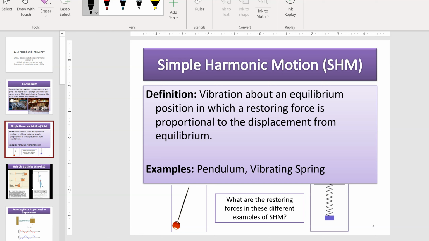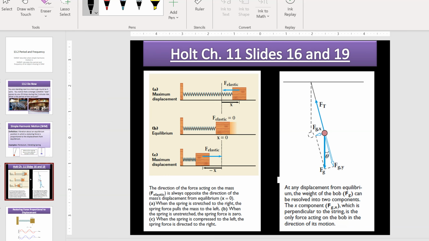And it says, what are the restoring forces in these different examples of simple harmonic motion? So the pendulum goes back and forth because of gravity, and the spring goes up and down because there's some spring force. Just focus on the spring for now. This dotted line represents the equilibrium position. When the spring is this long, it's happy. It's not too stretched out. It's not compressed. But the further away you get from equilibrium, the stronger the spring force.